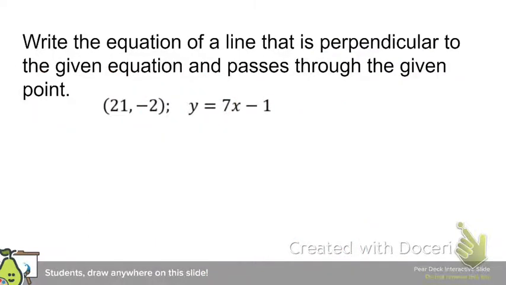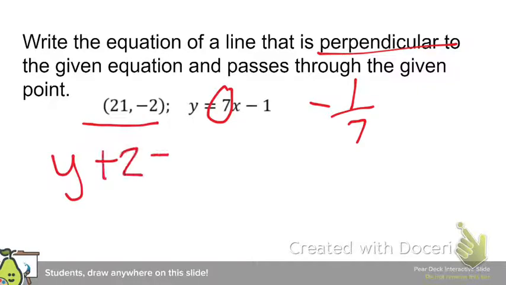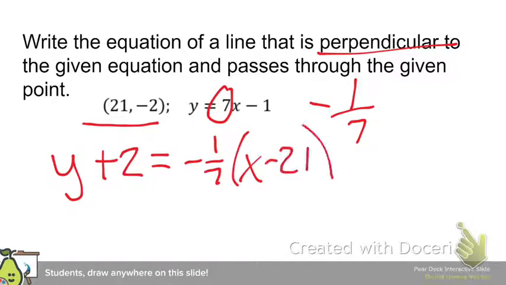On this one, if we want to be perpendicular, this is the same equation. So instead of saying my slope has to be 7, it needs to be its negative reciprocal. So I need it to be negative since this one's positive. And then 7 is technically over 1, so I'm going to flip it to 1 over 7. And then using this point, I would say y plus 2 equals -1/7 times x minus 21.